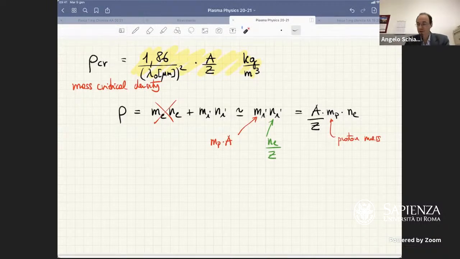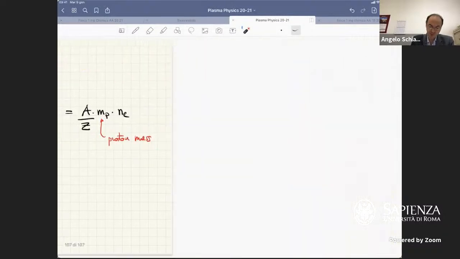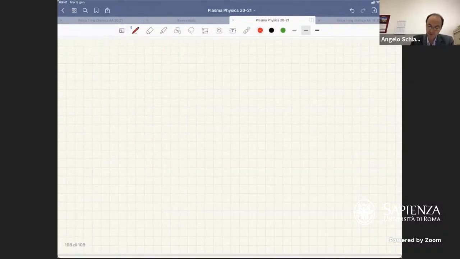Let's consider now another property of propagation, that is the refraction index. So let's move to the refraction index.